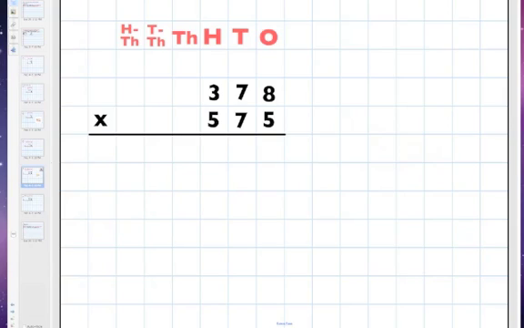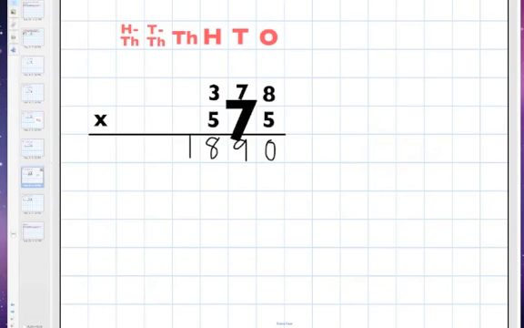So 8 times 5 is 40. 5 times 7 is 35, plus 4 is 39. And 5 times 3 is 15, plus 3 is 18. It's not a bad idea to get into the habit of erasing or crossing out your carries, because you might carry additional digits as you move down the distribution.